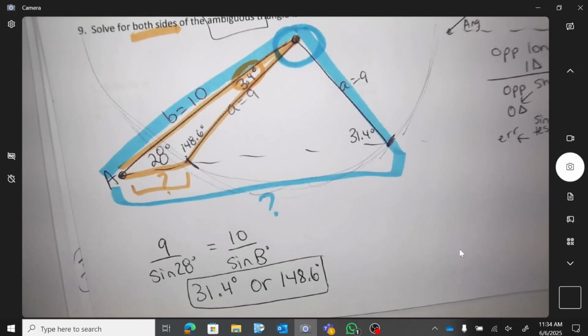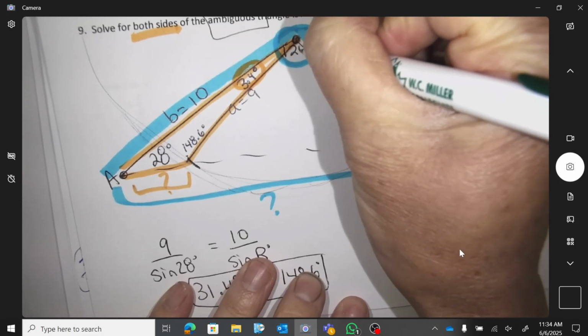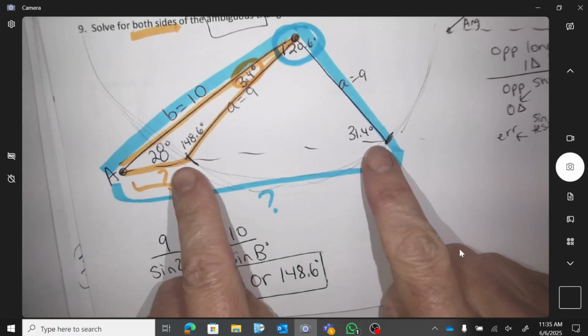Oh yeah, I was supposed to give you a formula sheet on that one. Okay, we're good with our top angles. So, two angle B's, two angle C's.